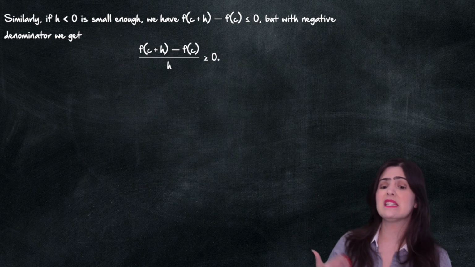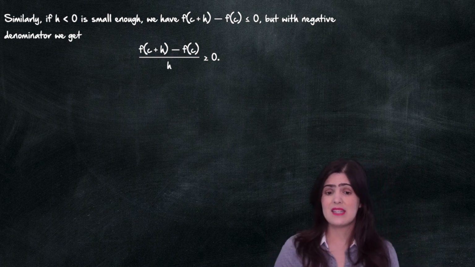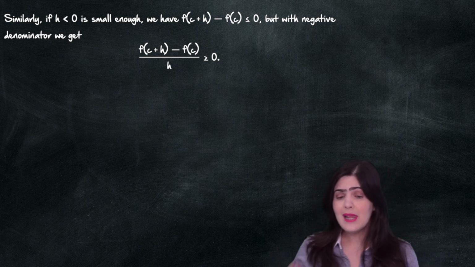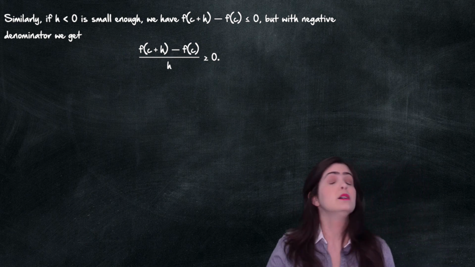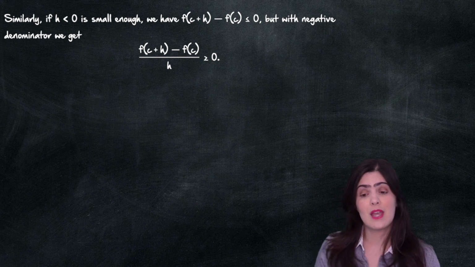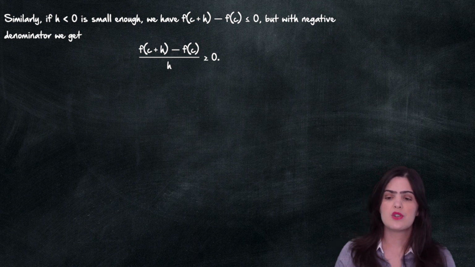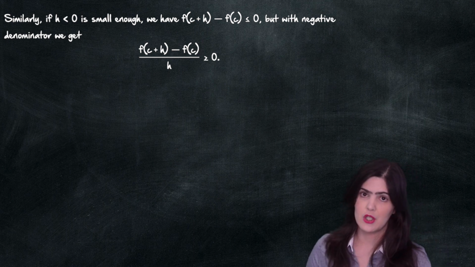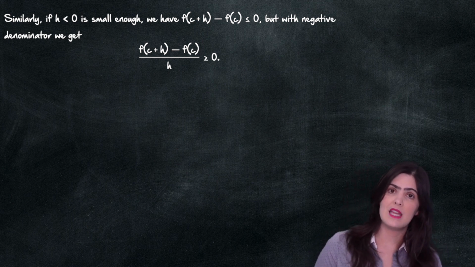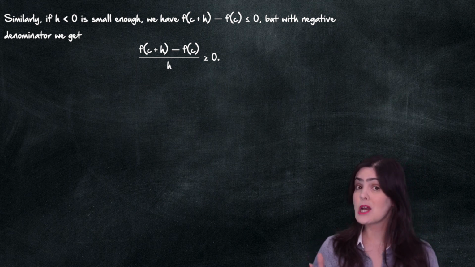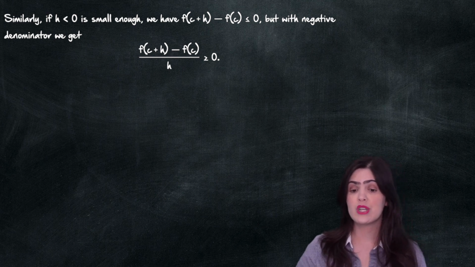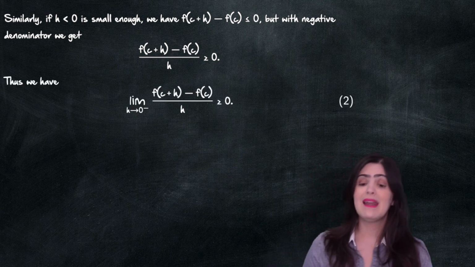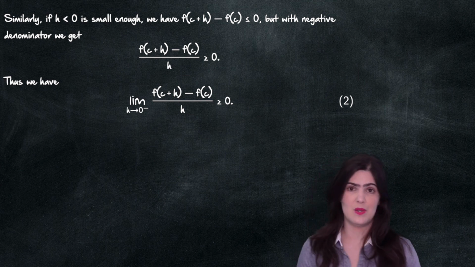Now, what happens if h is negative? So if h is negative and small enough, then we will have that f of c plus h minus f of c is again less than or equal to 0 because f of c was a local maximum. But now when we look at this quotient, we have a negative denominator. So now we have that (f of c plus h minus f of c) over h is greater than or equal to 0. So when I take the limit as h approaches 0 from the left, my limit has to be greater than or equal to 0.